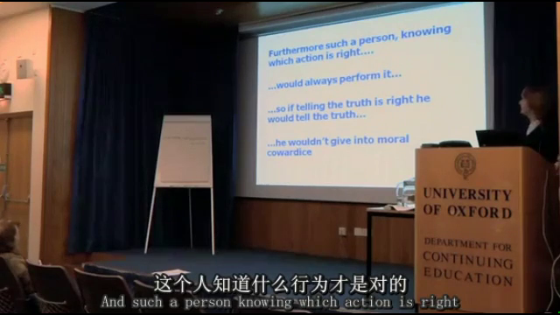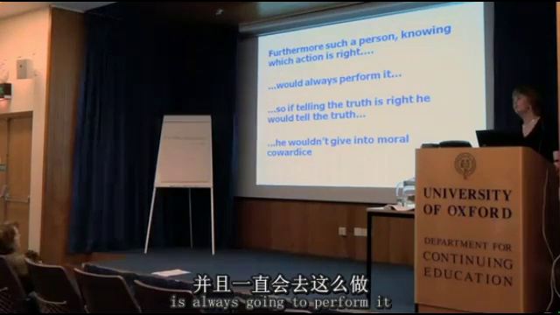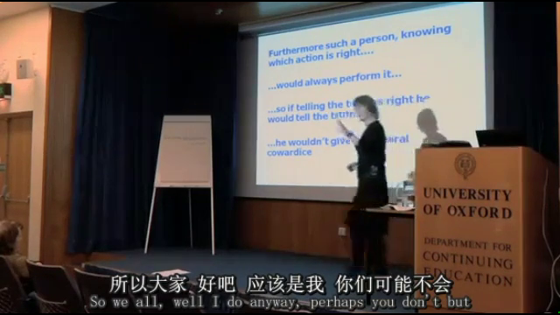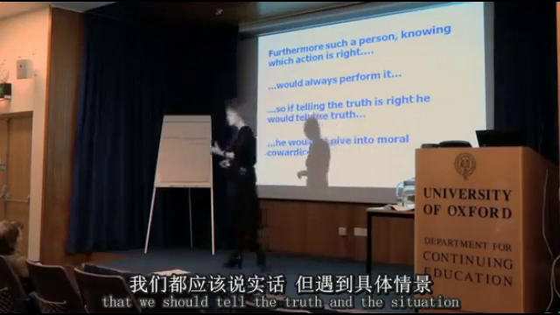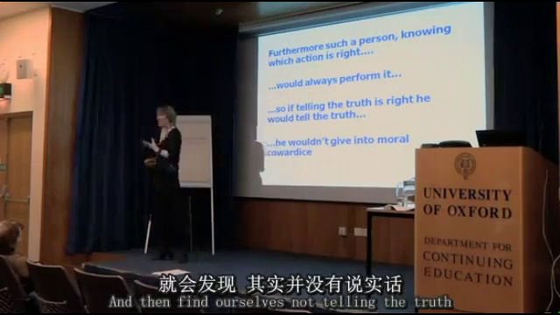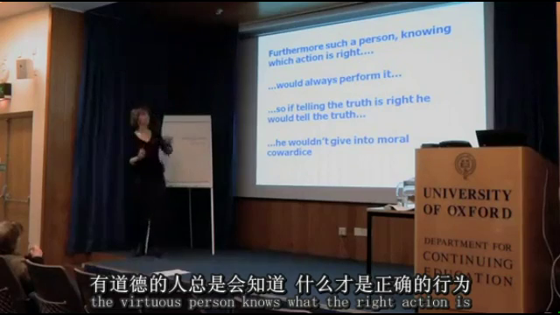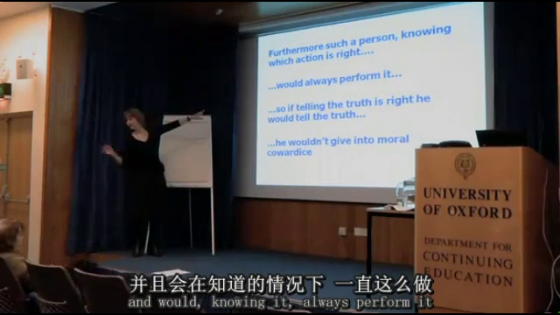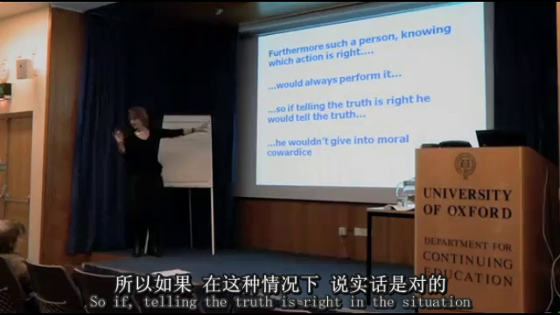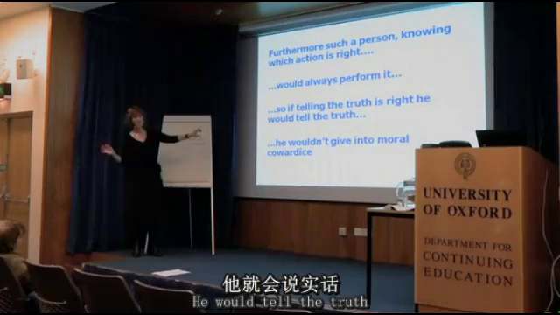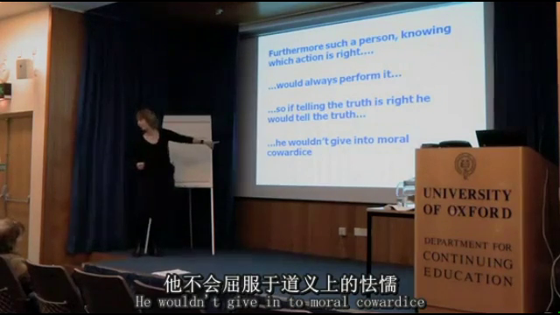And such a person, knowing which action is right, is always going to perform it. So we all, well, I do anyway, perhaps you don't, but we all know what it's like to believe that we should tell the truth in this situation and then find ourselves not telling the truth. Whatever the situation is in this case, the virtuous person knows what the right action is and would, knowing it, always perform it. So if telling the truth is right in this situation, we're not saying it is, but if telling the truth is right in this situation, he would tell the truth. He wouldn't give in to moral cowardice.